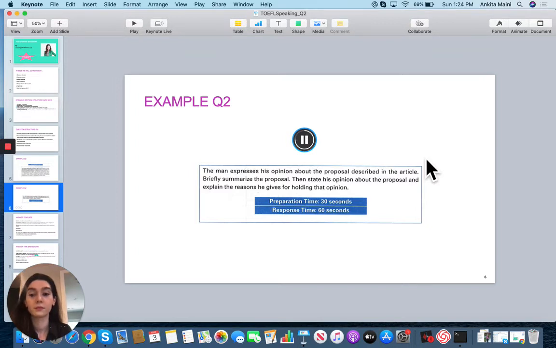The man expresses his opinion about the proposal described in the article. Briefly summarize the proposal. Then state his opinion about the proposal and explain the reasons he gives for holding that opinion.